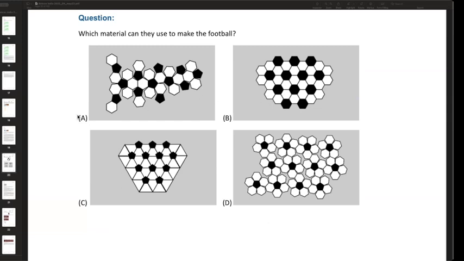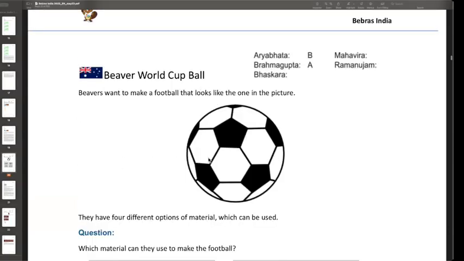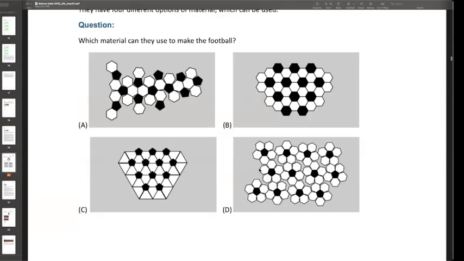Now, if we look between A and D, it seems that A will be the correct answer because in D, there is a lot of space between each black shape. So, for example, if you look at this part over here, you can see that almost three white pieces are touching each other, which does not happen in any other part of the shape. So, over here, the three of them don't directly touch each other on a corner. So that's why D is not the answer, but A is the answer.